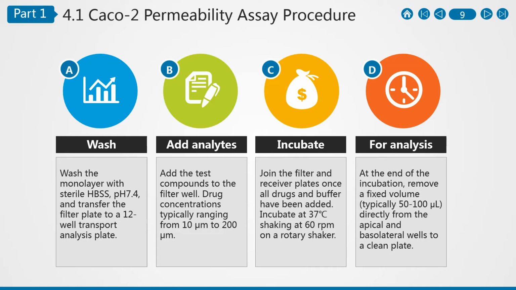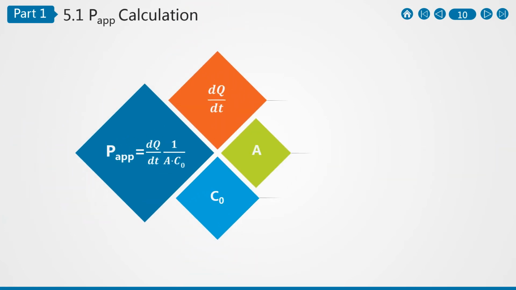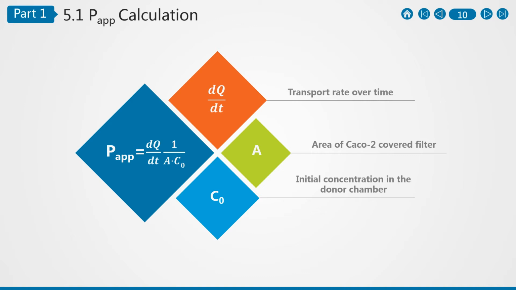Begin timing the experiment. Incubate at 37 C, shaking at 60 revolutions per minute on a rotary shaker. Typical incubation times are 1 to 2 hours. At the end of the incubation, remove a fixed volume, typically 50 to 100 µL, directly from the apical and basolateral wells and transfer the volume to a clean plate. The analyses were completed by the use of liquid chromatography mass spectrometry, LC-MS, and LC tandem mass spectrometry, LC-MS/MS.